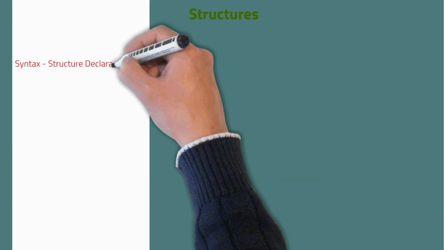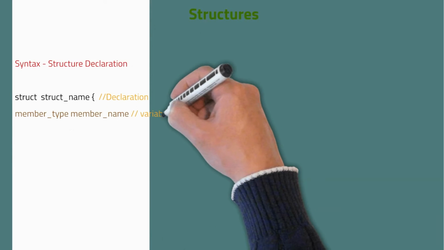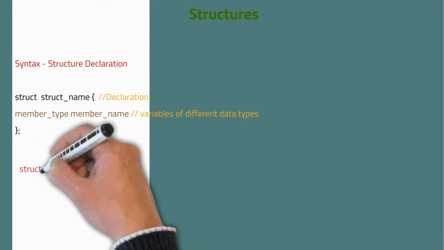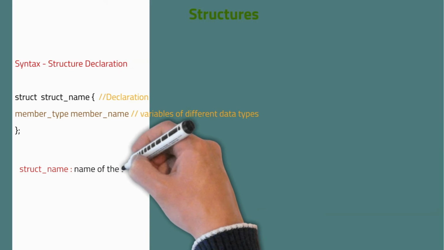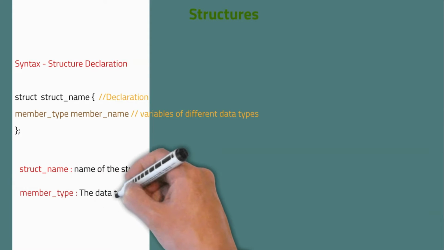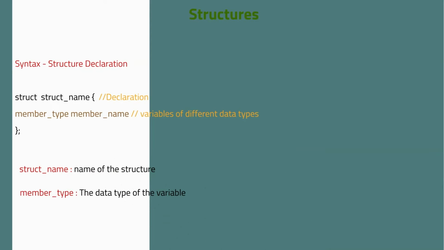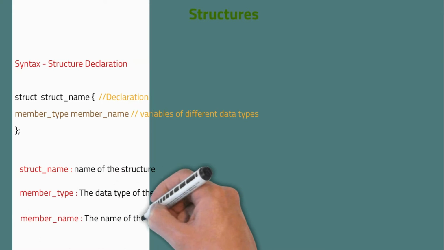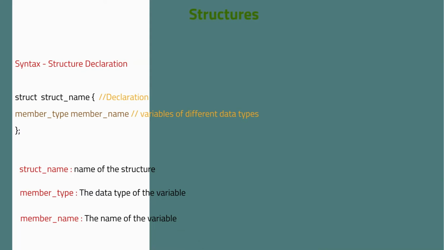The syntax for the structure declaration is the struct keyword followed by the name of the structure, followed by all the member types and member names in curly braces, where struct_name represents the name of the structure. Member_type represents the data type of the member variable like int, float, char, etc. Member_name represents the name of the associated variable.